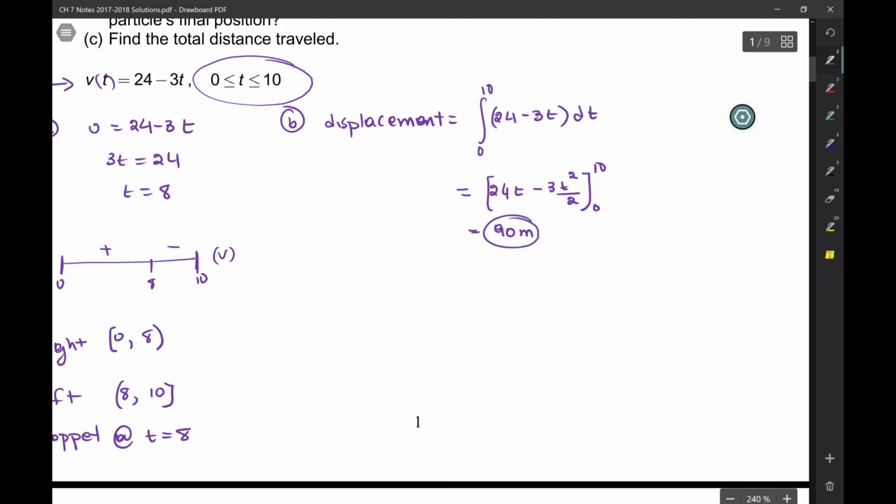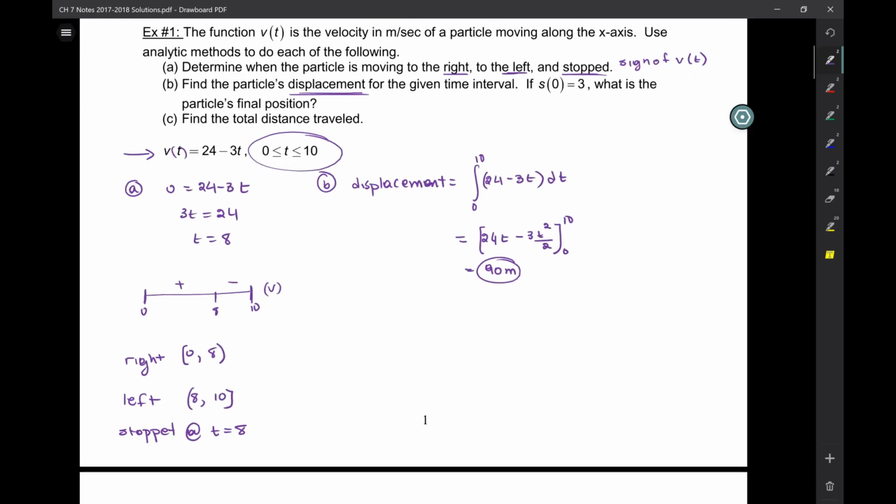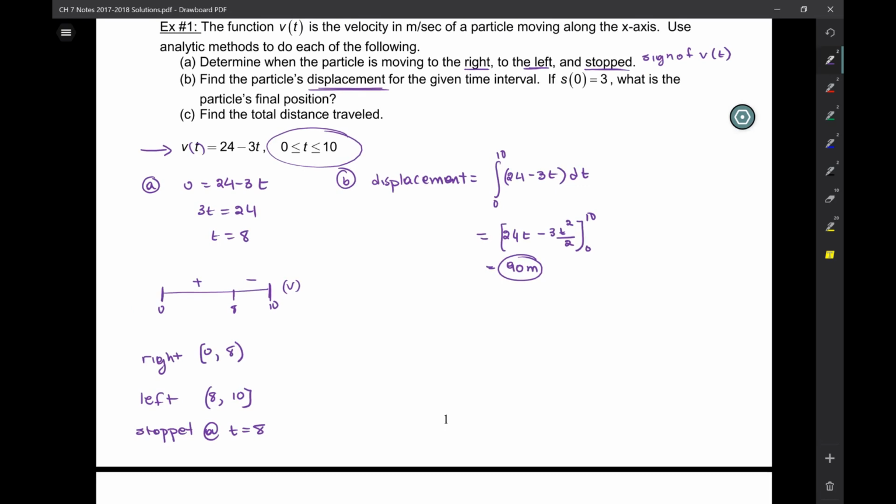Positive 90 means it's 90 meters to the right of where it started. How much it went back and forth, I have no idea. The displacement doesn't tell me that. It could have gone back and forth a million times, and then it ended up at 90 meters. All I know is it ended up at 90 meters. So that's the displacement.